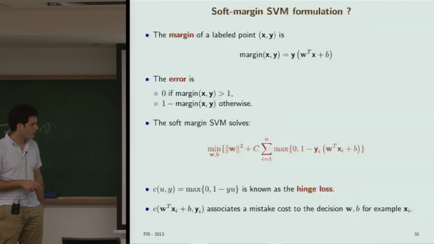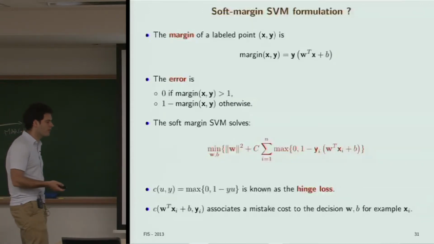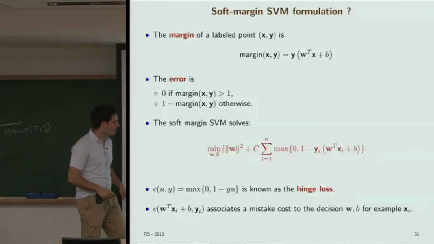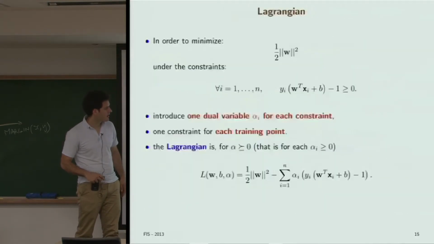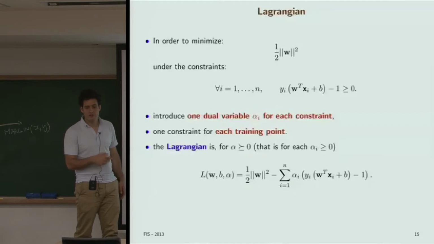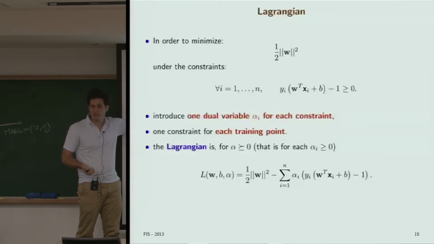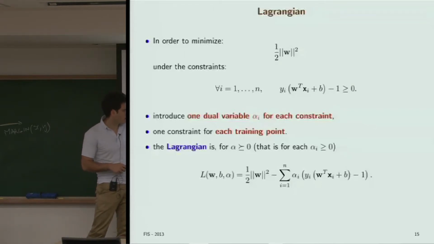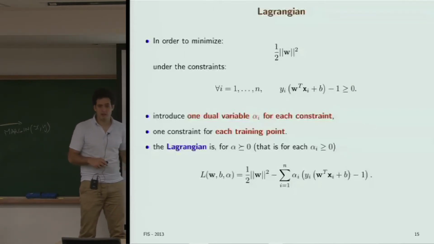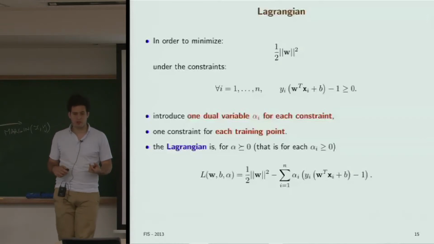And what you can see here now is that we went from a situation where we needed that W be such that Yi W transpose Xi plus B minus 1 is non-negative. So this was possible when the points were linearly separable. It was possible to find a hyperplane such that it satisfied all of this. And now we've done a bit the same idea as with duality. We are now taking those constraints, taking a soft version of those constraints.